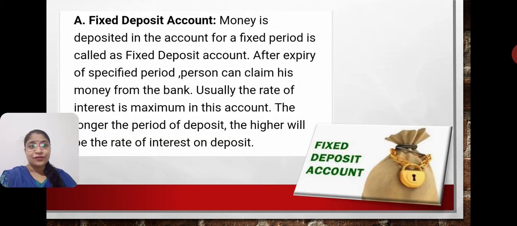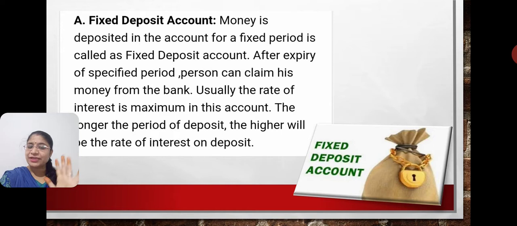Number one is fixed deposit account. The name itself will tell you it's a fixed deposit account. Fixed means you have to give a fixed amount for a fixed period. So money is deposited in the account for a fixed period, so it is called fixed deposit account. For example, you have kept 5 lakh rupees for 5 years. 5 lakhs is the fixed amount, 5 years is the fixed period.